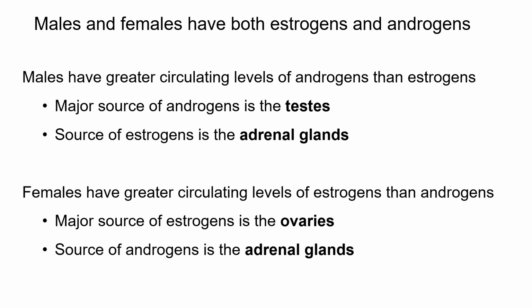She has both circulating estrogens and androgens, but her circulating level of estrogens is higher. And the source of those estrogens is the ovaries, and the source of those androgens is the adrenal glands.